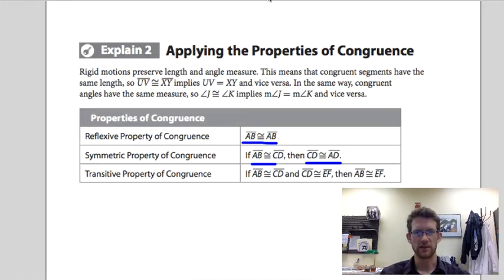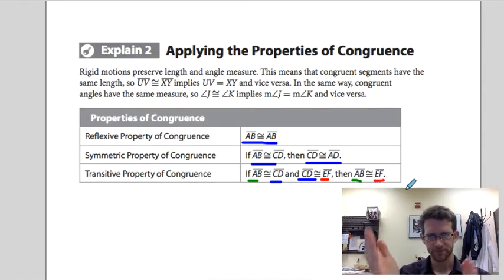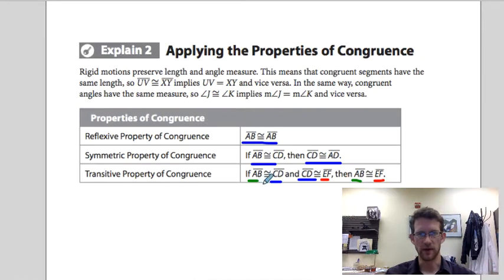And then we have the transitive property. Remember the transitive property? If this thing is congruent to that thing, and that thing is congruent to the other thing, then this thing is congruent to the other thing. So just keep that in mind. They can all be congruent to each other.